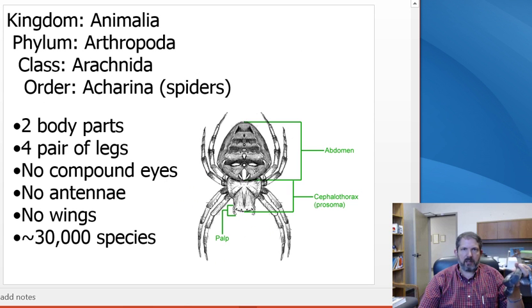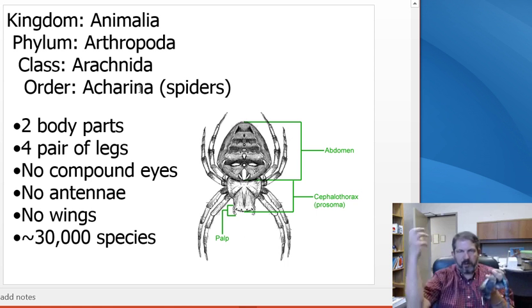Is a spider an insect? No, it's not an insect. It's in its own class, the Arachnida. And I have a tarantula, but she doesn't like me to pull her out just quickly. So if you want to see her, you'll have to come to my office or something.